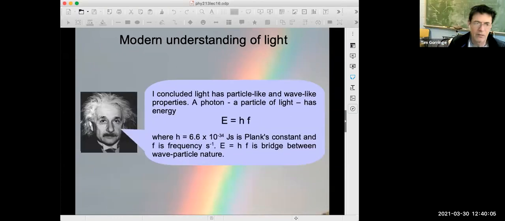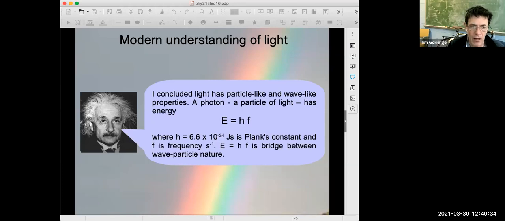Finally, this is a slide on our modern understanding of light. What do we really think, is light a wave? Is light a particle? We actually think today that it's more complicated than light being a particle or light being a wave. Light is something that exhibits both particle-like and wave-like properties. That's why we think of light as having this dual wave-like, particle-like nature.